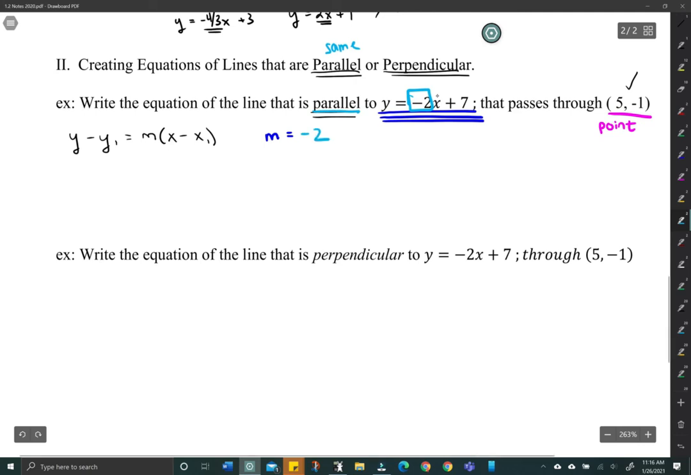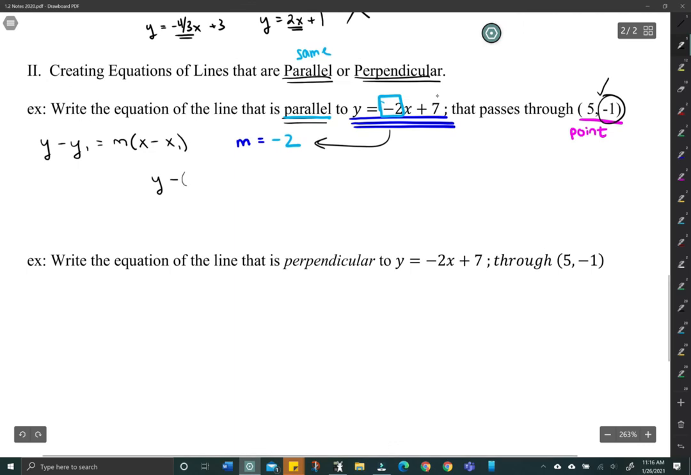Once you decide, it's really as easy as finding our point slope. So y minus -1 equals -2 times x minus 5, and then just writing it in y plus 1, and we can leave it in slope intercept, that's fine, -2x plus 9. So they are parallel, and it passes through our given point.